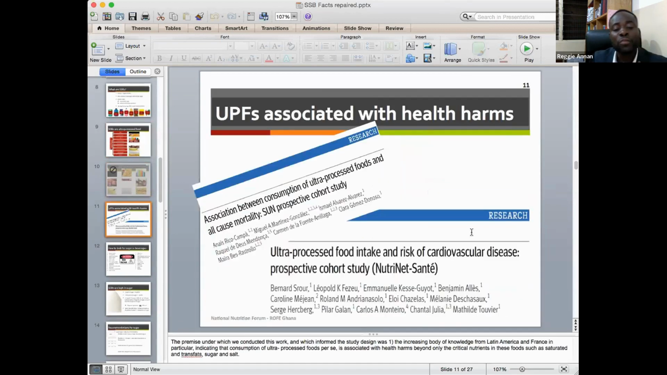And it is of concern because studies have shown that they are associated with health harms. There is an increasing body of knowledge from Latin America, studies that were done some years ago there, and in France in particular, indicating that consumption of ultra-processed foods is associated with health harms beyond the critical nutrients that these foods have, such as saturated fats and other components that they may have, like salt. They are also associated with health harms.